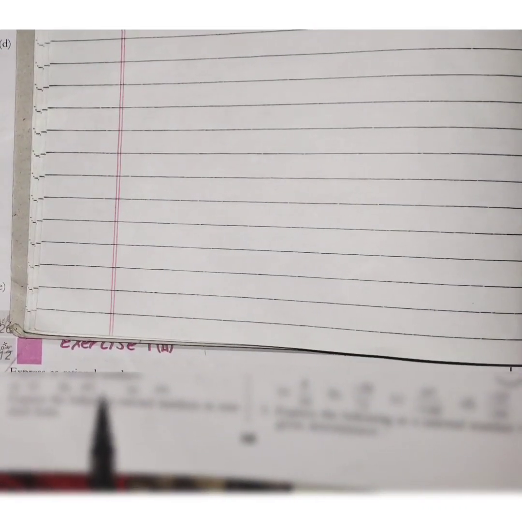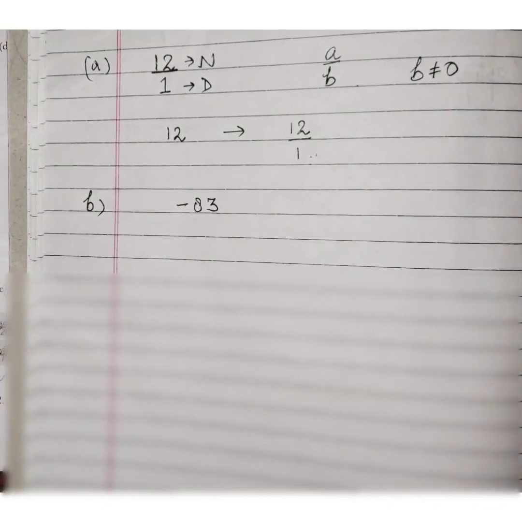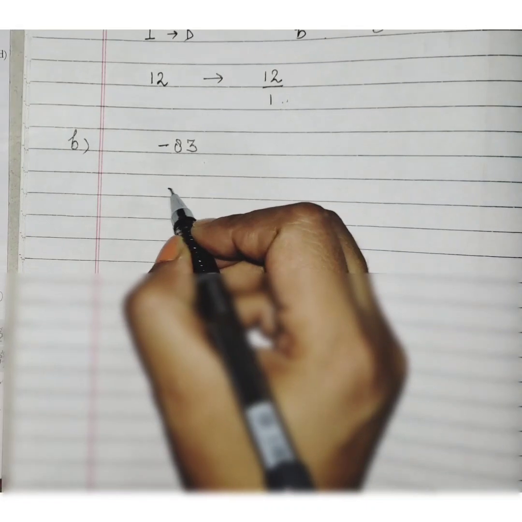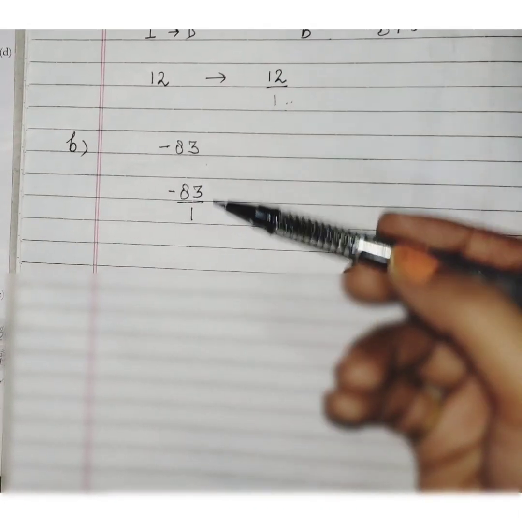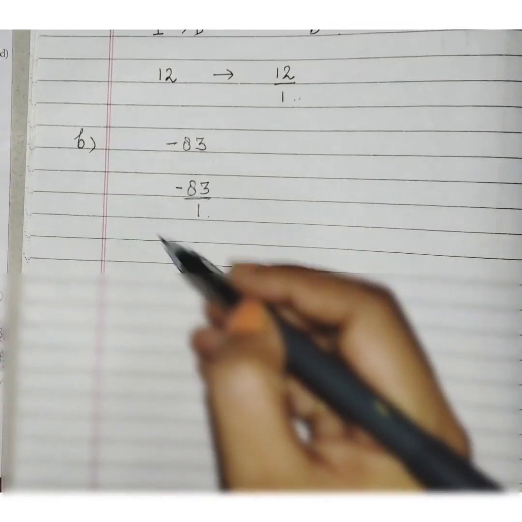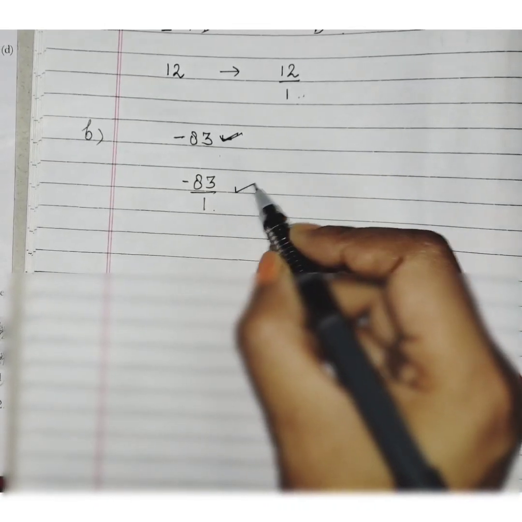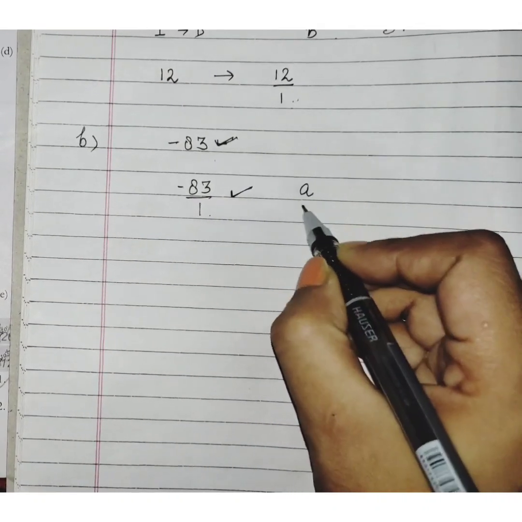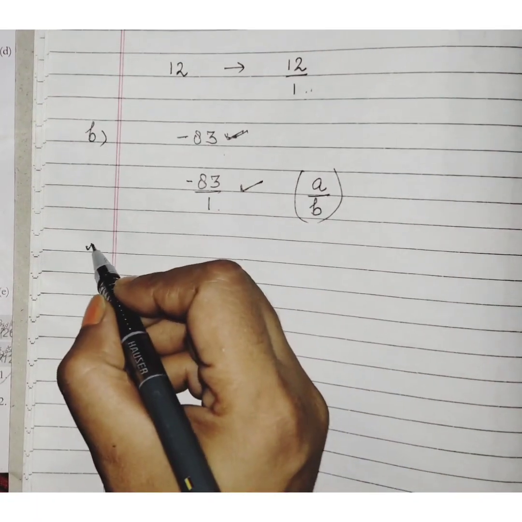B part is minus 83. Now see, minus 83 is which kind of number? This is an integer. But I can write minus 83 by 1. I can write this number like this also. Okay. So in this way, I will make this given number a rational number. Okay. Because now it has been converted into a by b form. Clear? Now come to the C part.